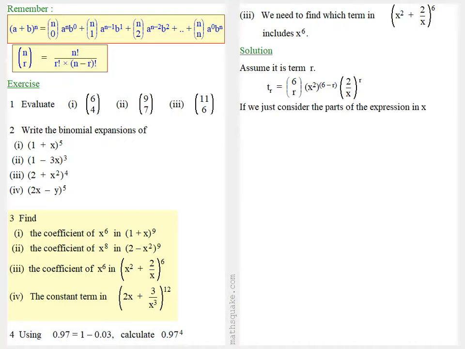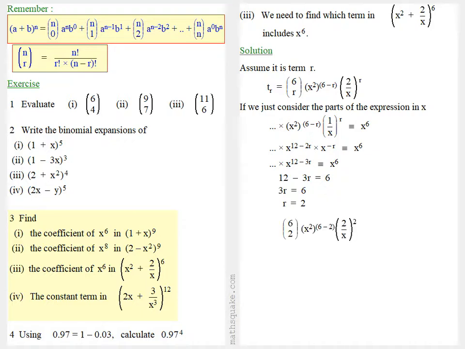Now let's just consider the parts of the expression that include the letter x. Now that's (x squared) to the power 6 minus r times (1 over x) to the power r, and that has to equal x to the power 6. So simplifying, we have x to the power 12 minus 2r times x to the minus r is equal to x to the power 6, or x to the 12 minus 3r is equal to x to the 6. So equating the powers, we have 12 minus 3r is equal to 6, or 12 minus 6 equals 3r, which tells us 3r is equal to 6, which means r equals 2.